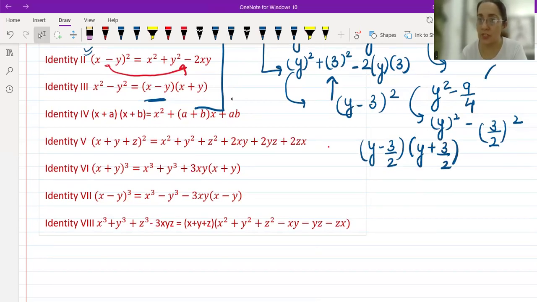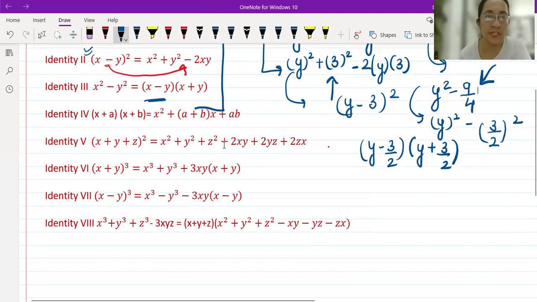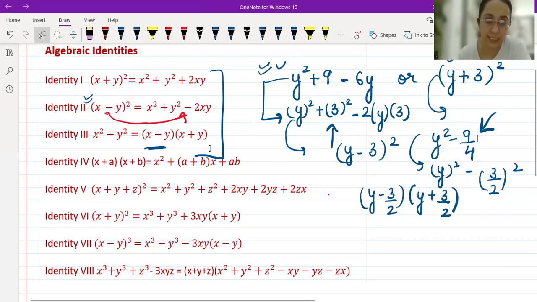Most of the time the question will be given in this way. You have to find which identity goes for the given question. Accordingly, you will solve it. So these are the first 3 identities, which are the basic identities that we have already used in class 8.